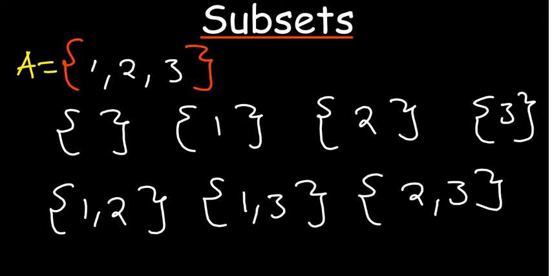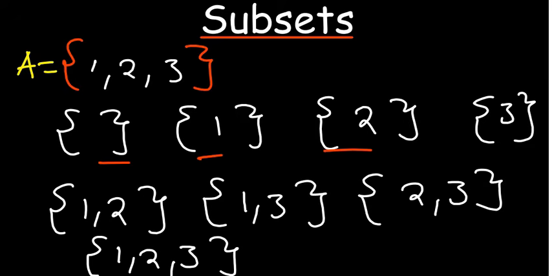Is there any other possible combination we can have? We can also have the set itself as it is, as a subset. Remember we talked about a set being a subset of itself, which we called an improper subset. So how many do we come up with? There's 1, 2, 3, 4, 5, 6, 7, 8. So set A has 8 subsets. So 8 is our answer.